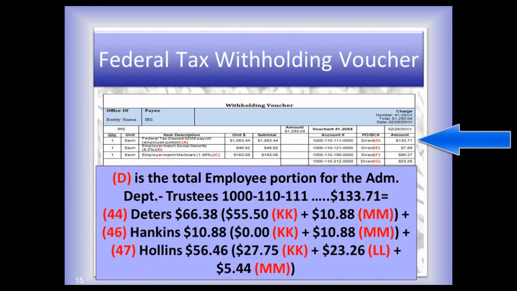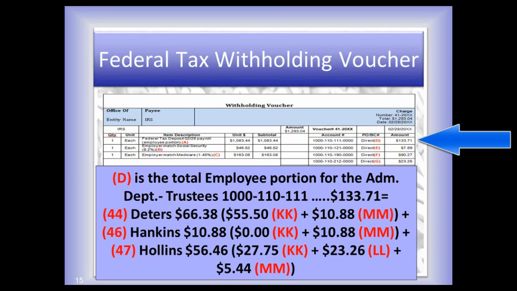D is the total employee portion for the Administrative Department trustees, and that's account number 1110111, and the total is $133.71. This total is made up by all of the trustees. The first trustee is Dieters, and his total withholding was $66.38. That's made up by his federal amount of $55.50, which is column KK, and his Medicare amount, $10.88, MM, plus Trustee Hankins, number 46, whose total withholding was $10.88.